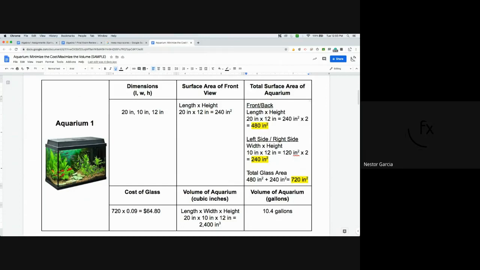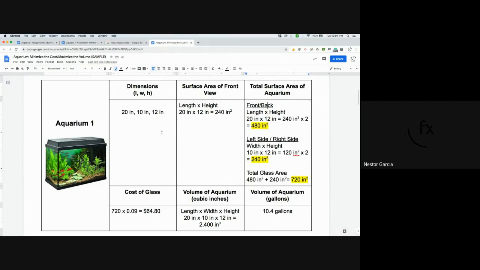Lastly, to find the total glass area, that's the front, back, left, and right, we add up right here 480 square inches, which was the sum for the front and back, and 240 square inches, which was the sum for the left and right. And when you add those two together, you have a total of 720 square inches of glass.